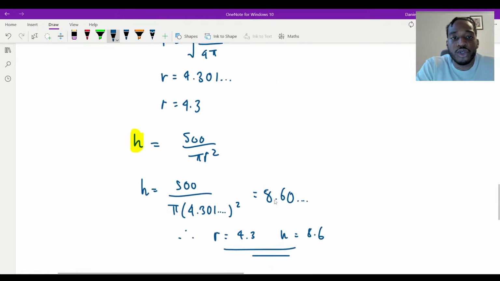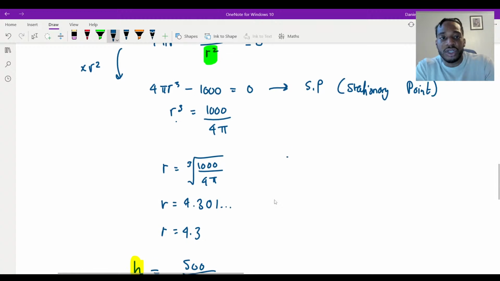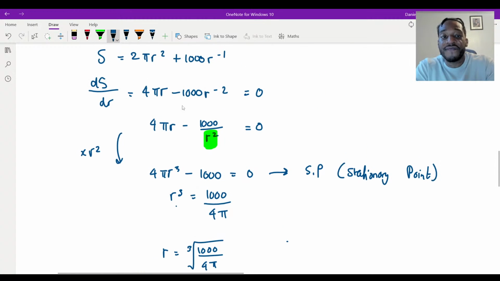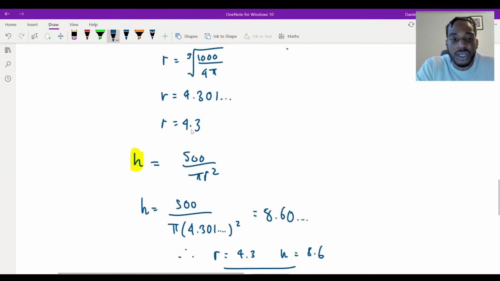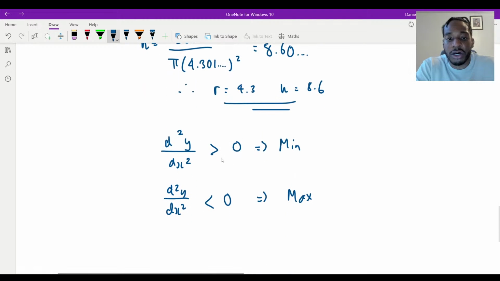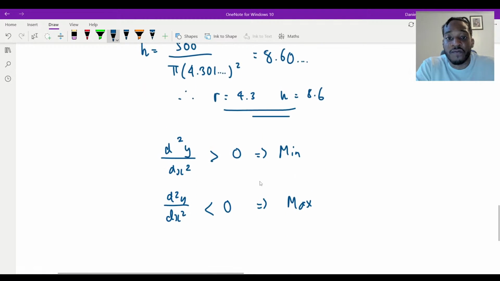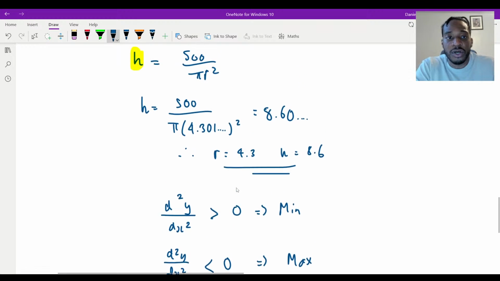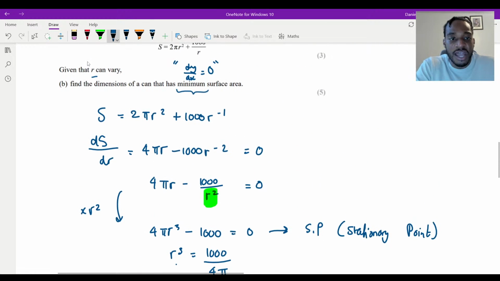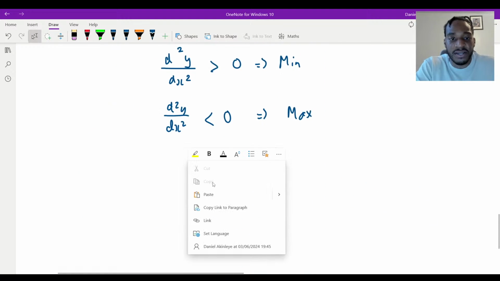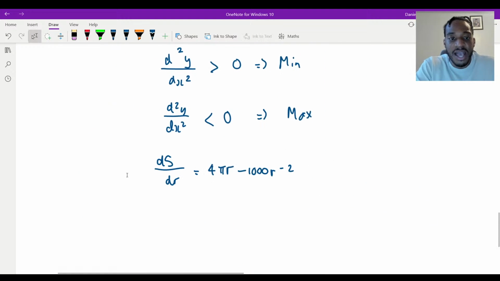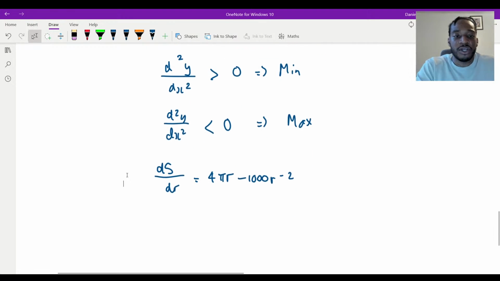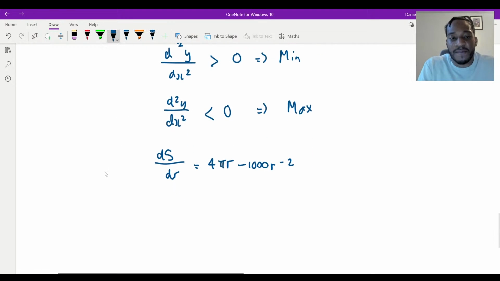So in this case, what you could do to justify it is differentiate again to get your second derivative, and then plug in your value and see what you get. What you'll notice is that the answer is going to be greater than 0 because we have a minimum here. So you can try this, and if I've got time, I'll do it at the end. You differentiate d s over d r again, see what you get, and plug in your stationary point. I'll do it here for you to try. If I've got time, I'll do it after.